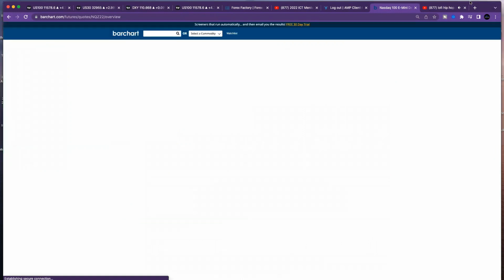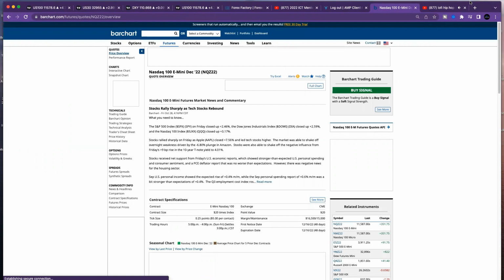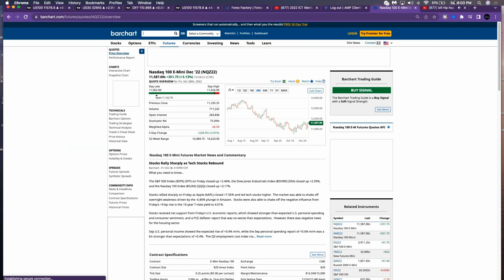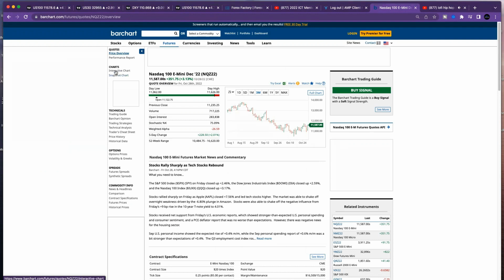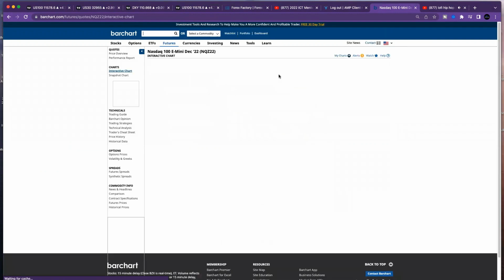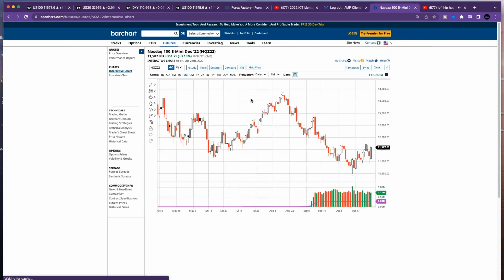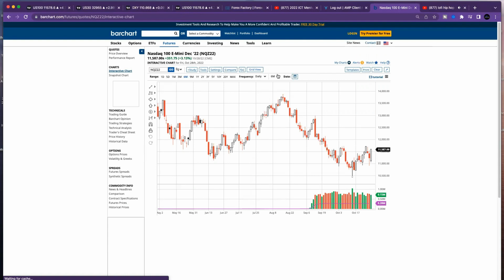For some reason, my computer is really slow today, so sorry about that, guys. Once all this loads up, you click on interactive chart after you select the right contract month with the highest open interest. That's very important because if you don't do this, it's going to mess you up.